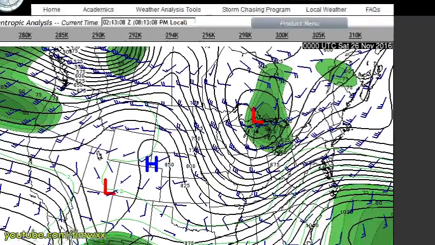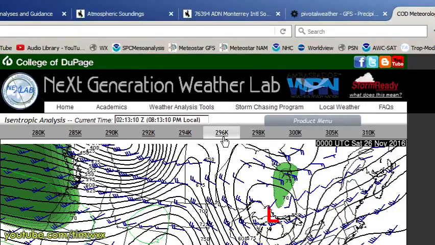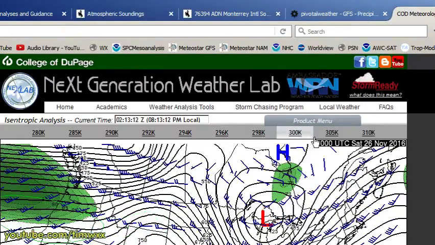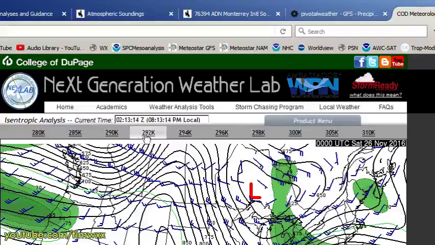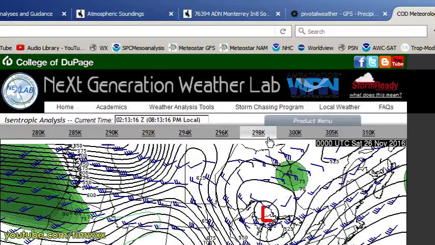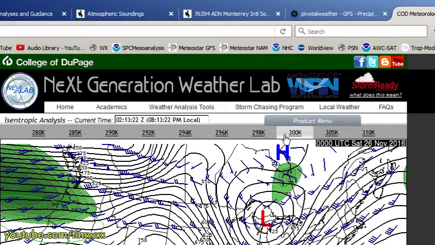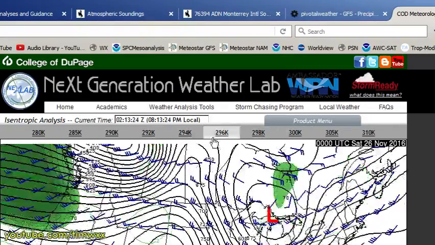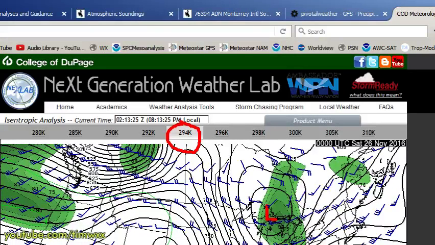And these levels, what are we looking at here? We've got 296, 298, 300. These are isentropic surfaces, and they're calculated in Kelvin. That's the units right there. So 294, that's going to be about 21 Celsius. That's about 70 degrees Fahrenheit.